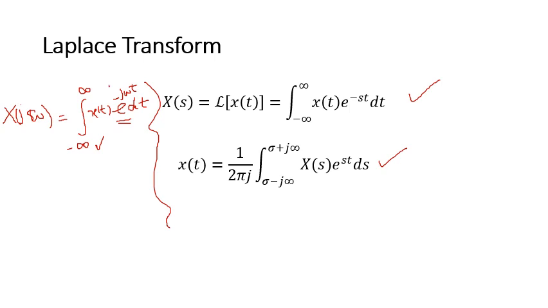So if you compare this with this one, the only difference is that instead of j omega, this is Fourier, so we have j omega, right? And for Laplace we have s, and s is basically sigma plus j omega, we can write it, right? So if you compare, you know that in case of Laplace we have this real part also. In case of Fourier, the real part is basically 0.